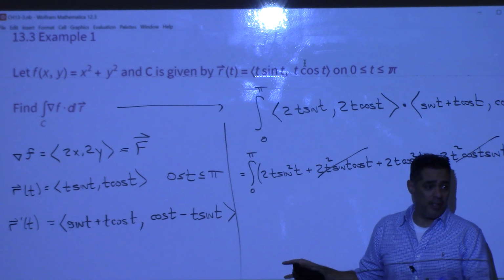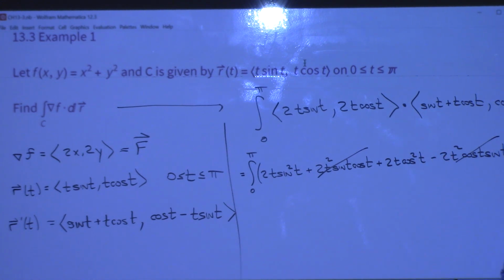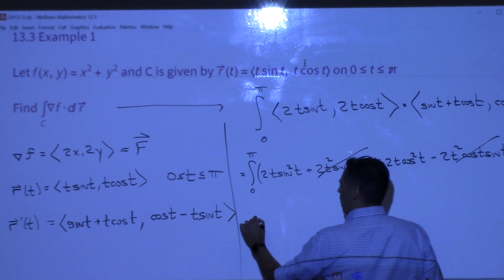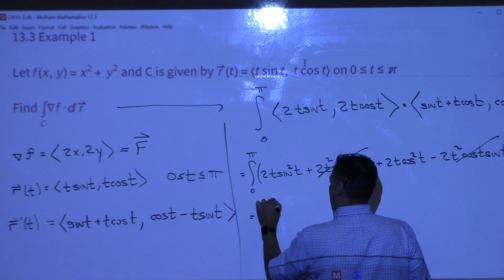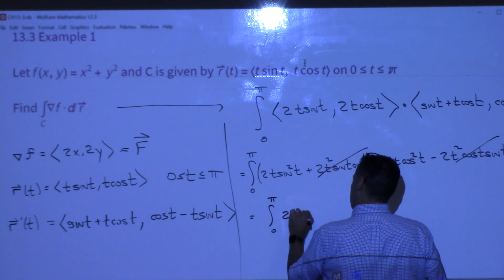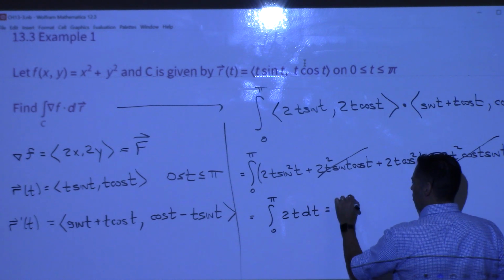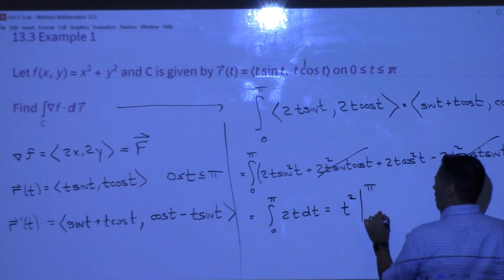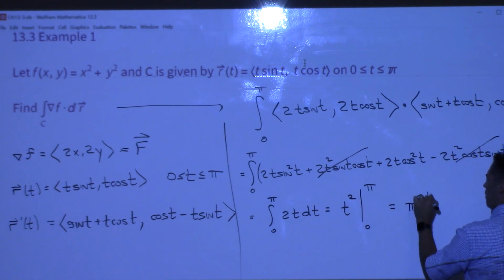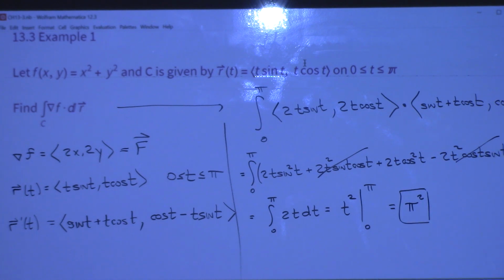Factor out a 2t from both of those, and then the Pythagorean identity turns into 1. Can I just go right to 2t here? This is actually not that bad, is it? The integral from 0 to pi of 2t dt. The antiderivative of 2t dt is t squared. Evaluate from 0 to pi. Pi squared.